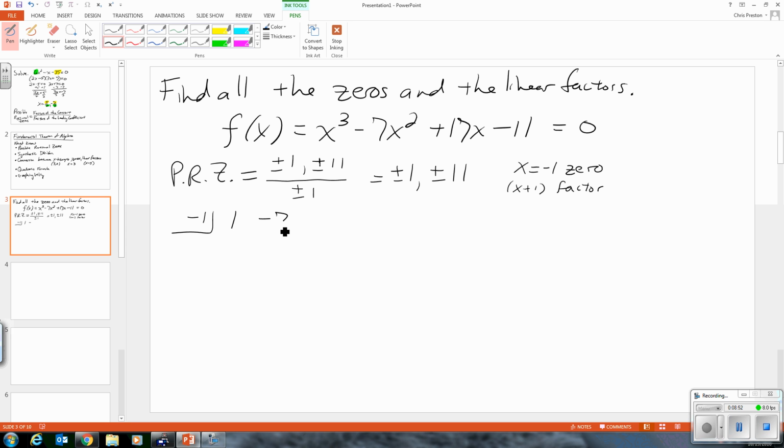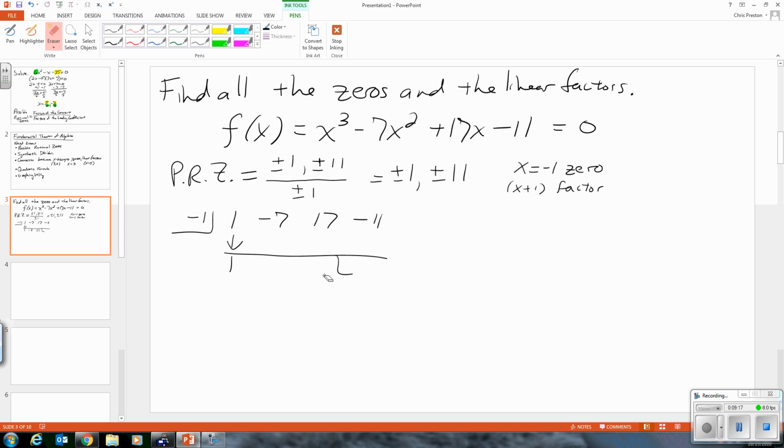So I'm going to try that. 1, negative 7, 17, negative 11. And what I'm looking for is a remainder of 0. So 1, that's negative 1, that's negative 8. That makes that a positive 8. That's a 25. That's not 0. So that didn't work, and I'd keep trying until I found something that works.